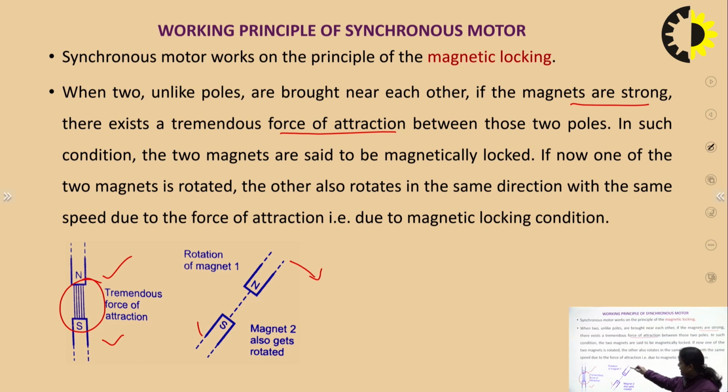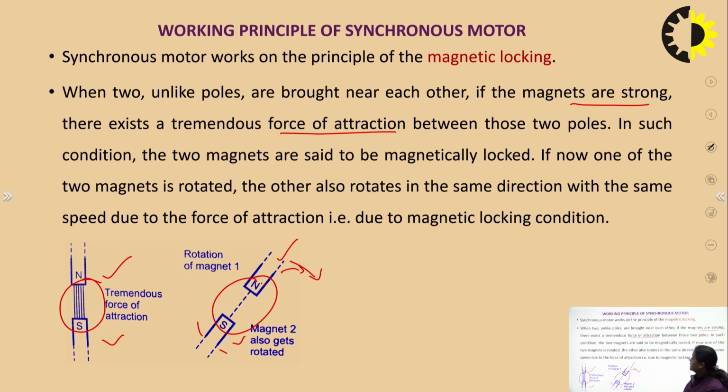So if this is magnet number 1 and this is magnet 2, and here we have a north pole and here we have a south pole, we know that in magnets, unlike poles attract each other. So if there is an attraction between these two poles, and if we move this magnet, this magnet will also get moved in the same direction in which this magnet is moving.